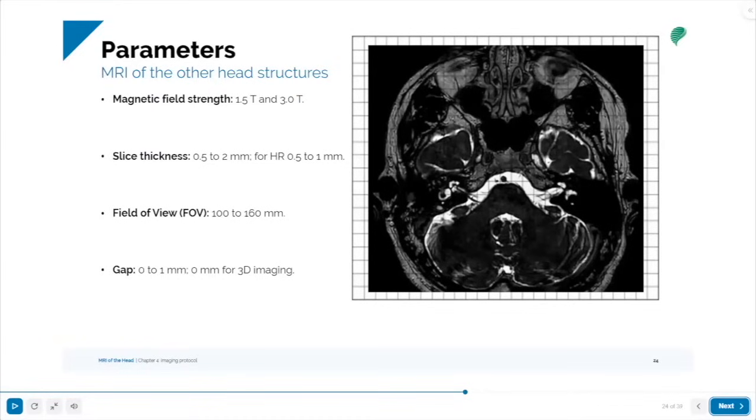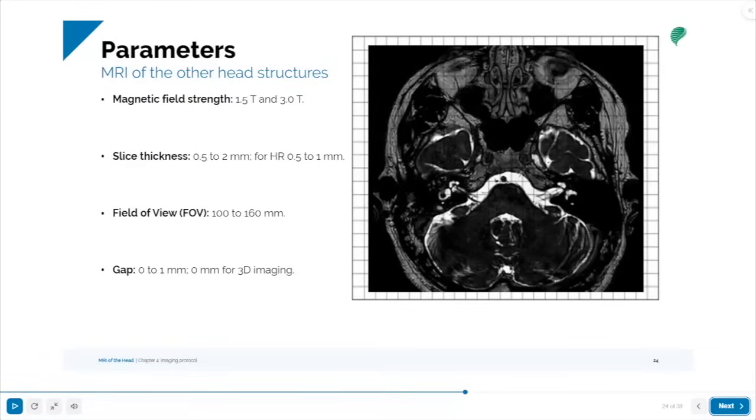When performing MRIs of some of the smaller sized head structures like the IACs, the orbits, sinuses, and pituitary gland, we find that the parameters are much different. For these small structures, we use thin slices anywhere from 0.5 millimeters to 1 millimeter, maybe even 2 millimeters, depending on the patient. The thinner slices provide high resolution.